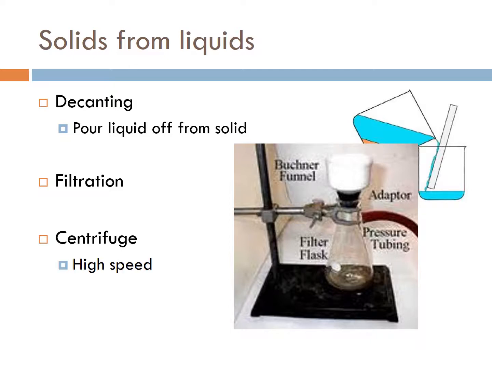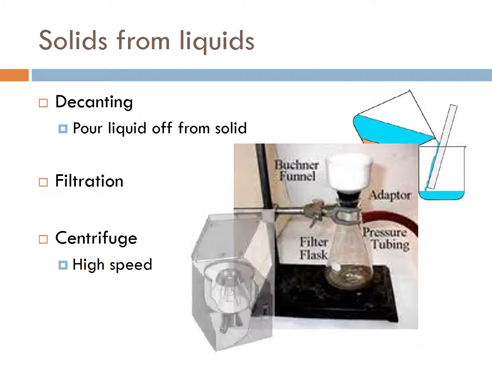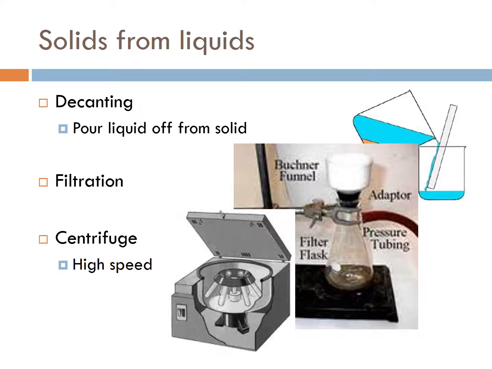You can use a centrifuge. High-speed RPMs allow you to separate very small parts of solids, almost like orange juice. If you want to put that in a centrifuge, you can separate the liquid from the pulp. It looks like that machine.